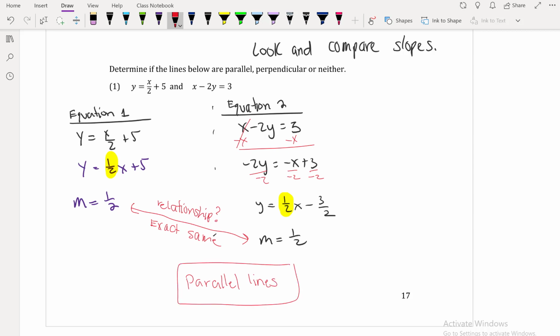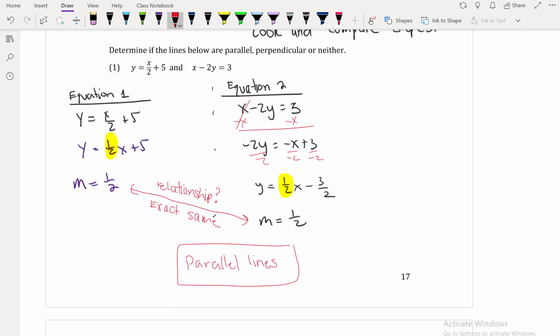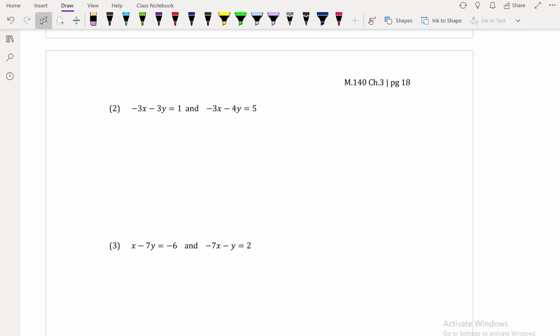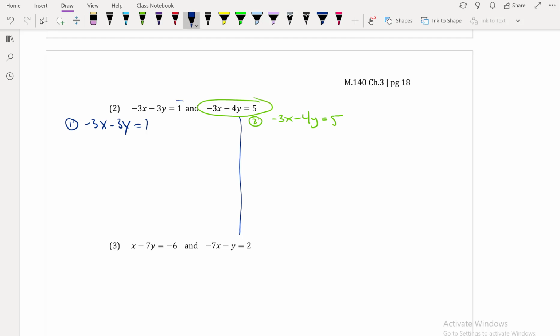So we checked the slopes and they turned out to be parallel lines. Let's try this again. So I have my first equation as -3x minus 3y is equal to 1. And I have my second equation here as -3x minus 4y is equal to 5. So solving for y, I am going to add 3x to both sides. I would get -3y is equal to 3x plus 1.